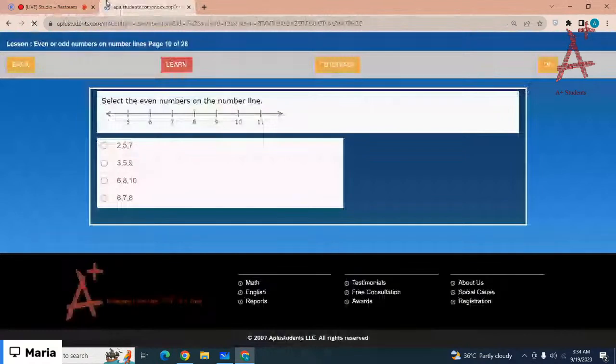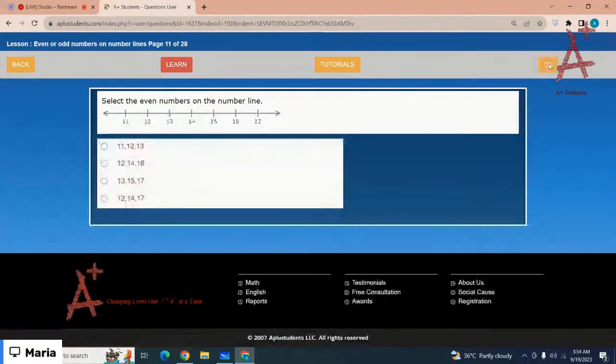Select the even numbers on the number line. So which numbers are even here? Even numbers are the ones that can be divided by 2. So they are 6, 8, and 10, which is the correct option.